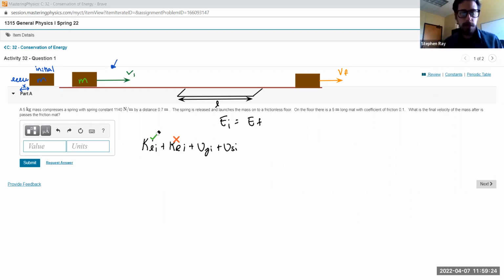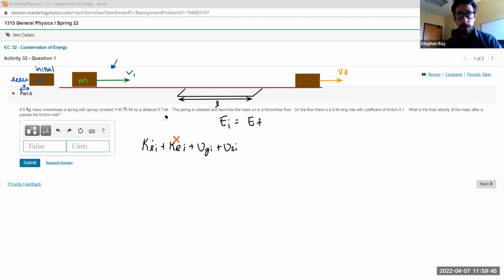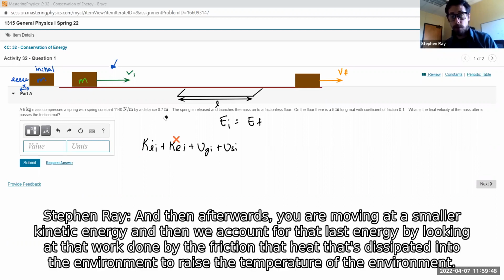And it's initially at rest. It releases, and it starts to move on the frictionless table. So all that potential energy of the spring went into kinetic energy. And then you go over a friction mat. Some of that kinetic energy was dissipated by friction, work done by friction. And then afterwards, you are moving at a smaller kinetic energy, and we account for that lost energy by looking at the work done by the friction, the heat that's dissipated into the environment to raise the temperature of the environment.